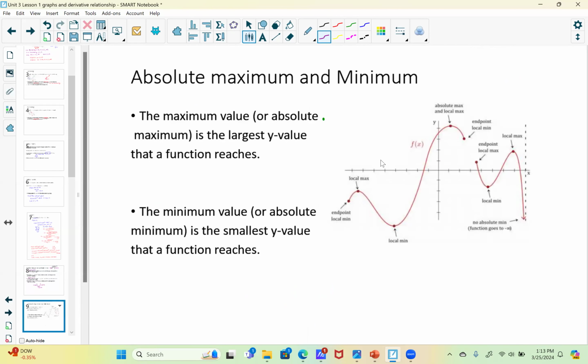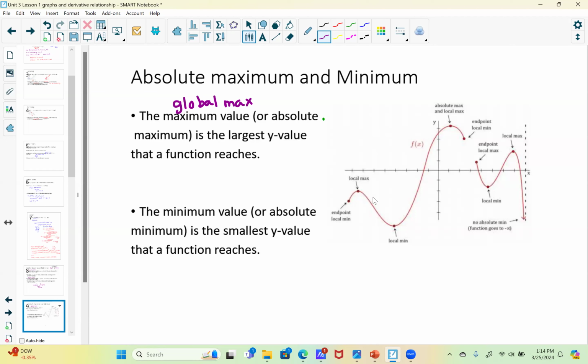Now, on a graph, sometimes we have a point that is the highest point of the entire graph, and that is called the absolute maximum. So the maximum value, or the absolute maximum, is the largest y value that a function reaches. Another name for it is a global maximum. And that is the highest y value, or the largest relative max.